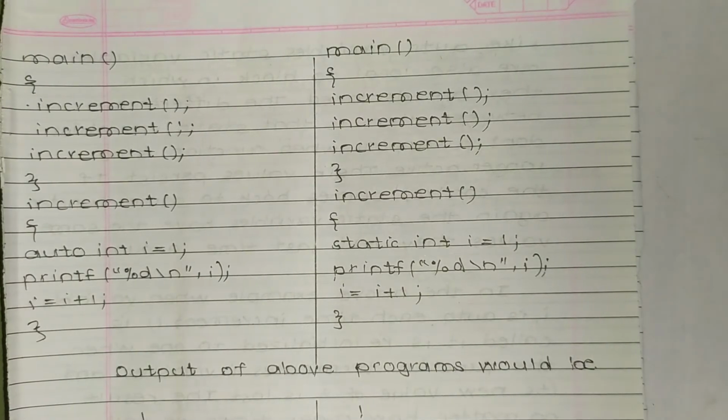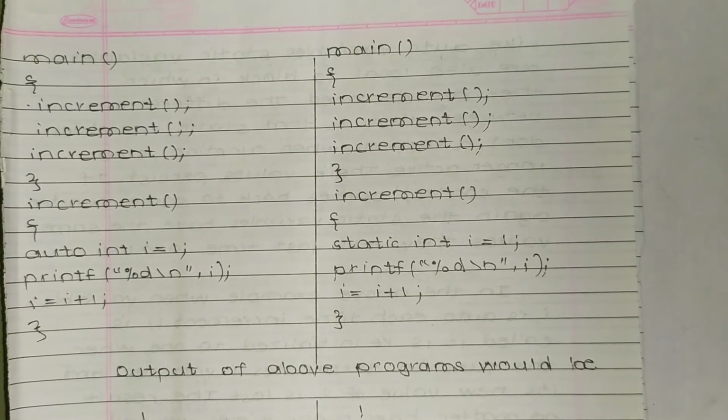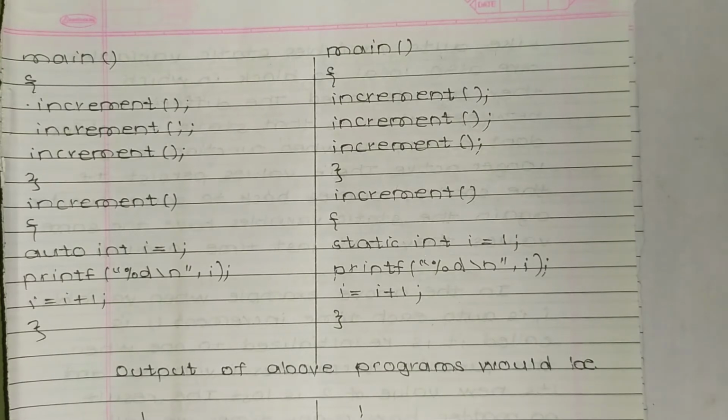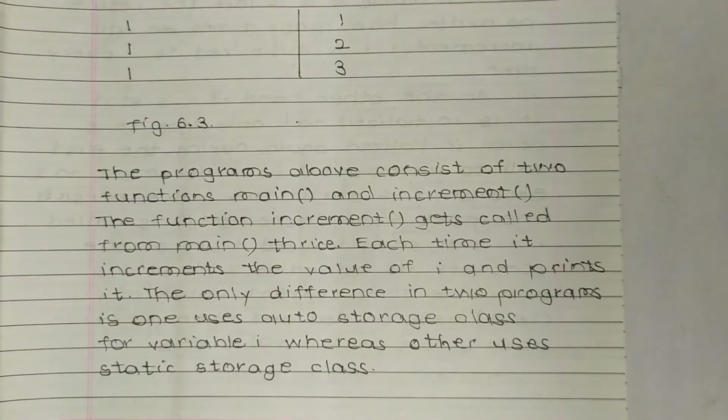Now let's see the second program, main and increment. In the increment function, static int i = 1; printf("%d\n", i); i = i + 1. So the output of this program is 1 2 3. Now we will see the explanation of how these outputs come out different.